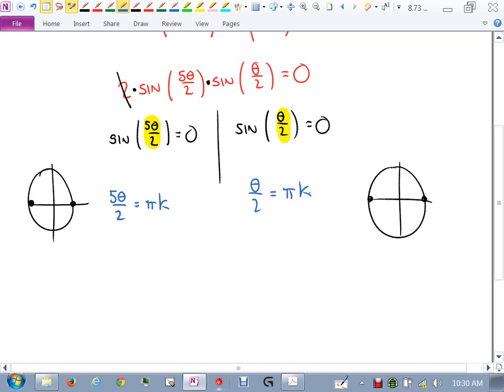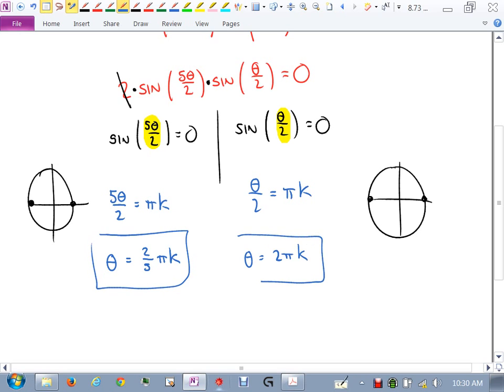All right, and now how do I get theta by itself? How about multiply by the reciprocal of 5 over 2? So multiply both sides by 2 over 5. 2 over 5 pi k. This one, theta equals 2 pi k. There we go. That should be when that equation is true.